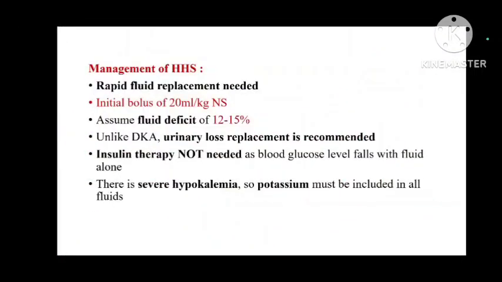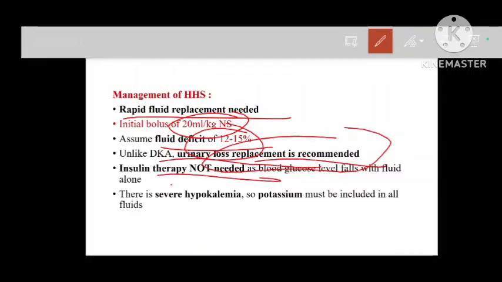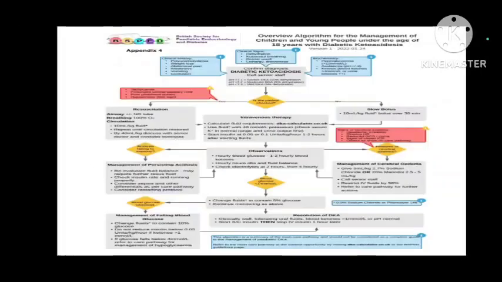Now, how to manage it? Rapid fluid replacement is needed. Initial bolus is 20 ml per kg instead of 10 ml per kg. Assume fluid deficit is 12 to 15%. Unlike DKA, urinary loss replacement is recommended. Insulin therapy is not needed. There is severe hypokalemia, so potassium must be included in all fluids.